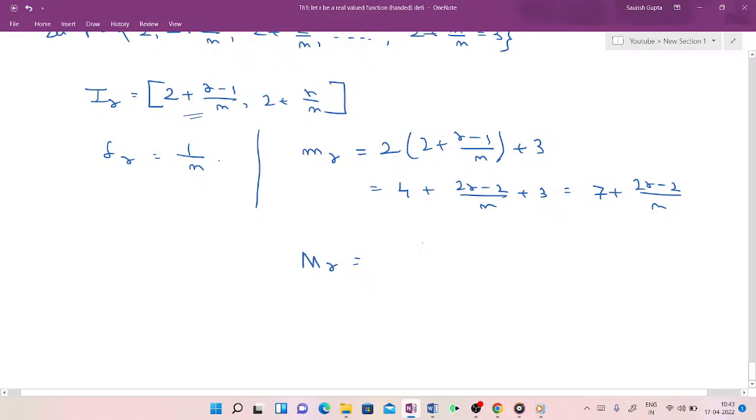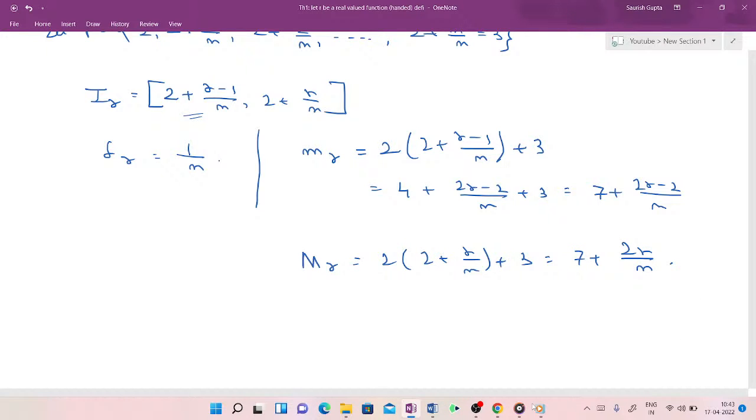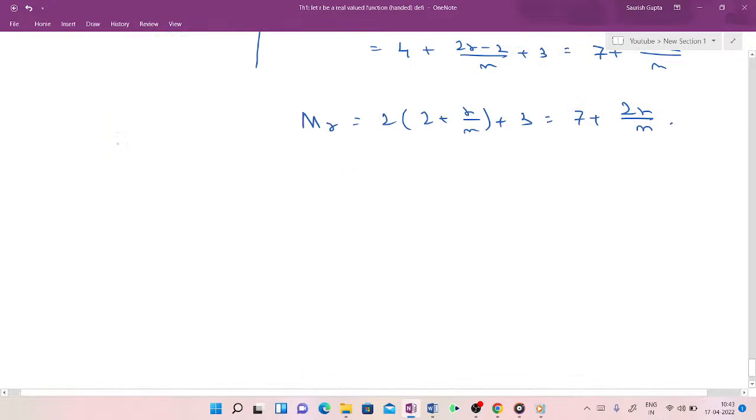It will be the image of the function at the end point of the interval, right? So it is 2 times (2 + r/n) + 3, which is 7 + 2r/n. So now we have got the values of the small mr and the larger Mr, right? Now we need to form the LFP. So what is going to be LFP?